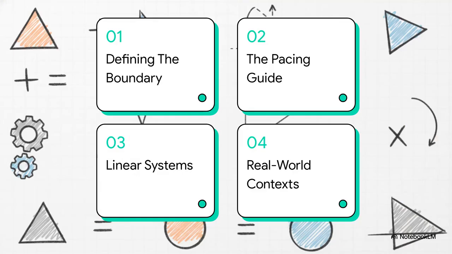Here is our roadmap for today. We will define the algebra boundary, look at the pacing guide, do a deep dive into linear systems, and then wrap up with real-world contexts and common mistakes.